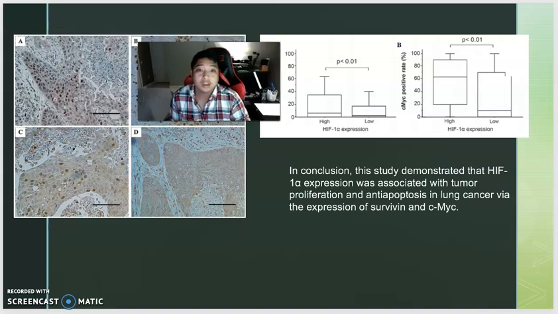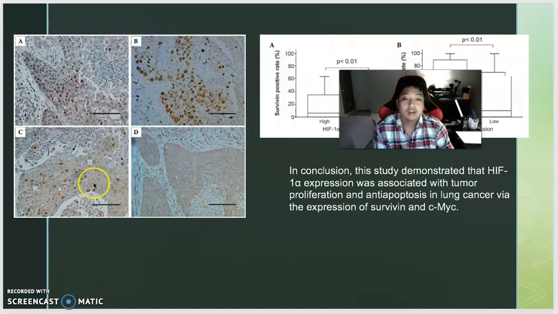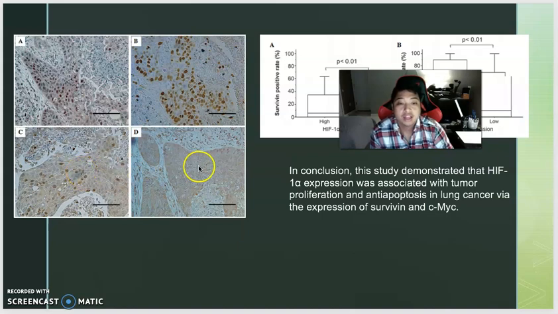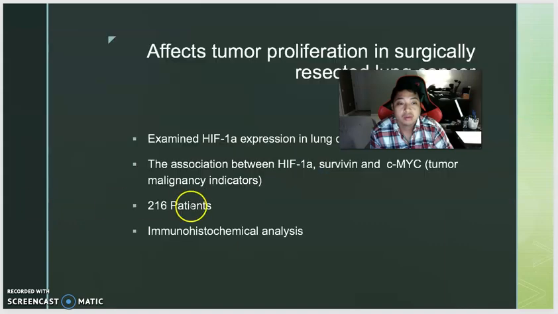Okay, so we have the images here. This is from the immunohistochemistry. This first one here is the hypoxia inducible factor 1 alpha. B here is the Ki-67, and this one's survivin, as well as a positive cytoplasmic staining, and the last one is the C-MyC. This is what they were referring to when they were discussing the percentages.